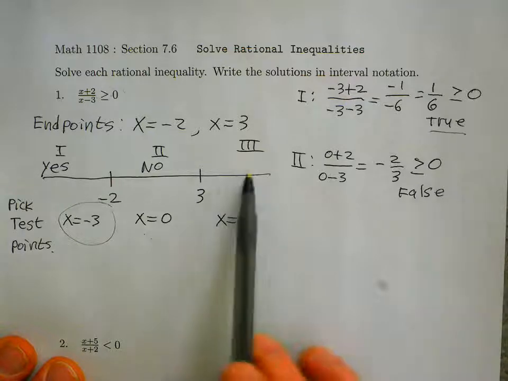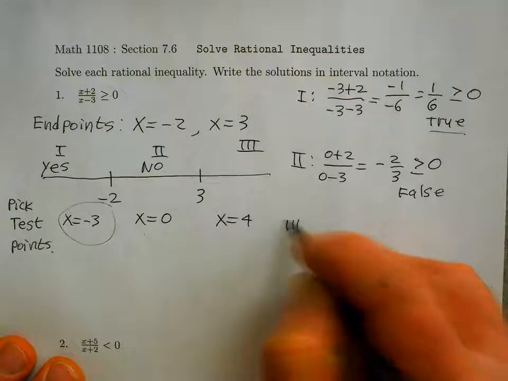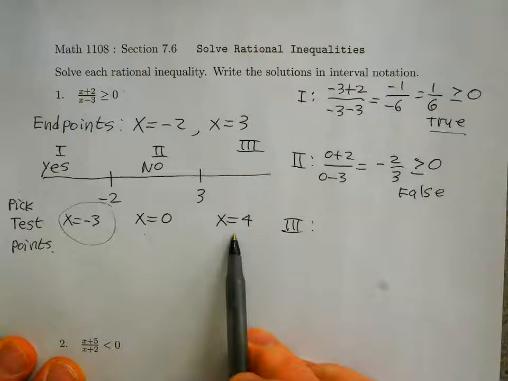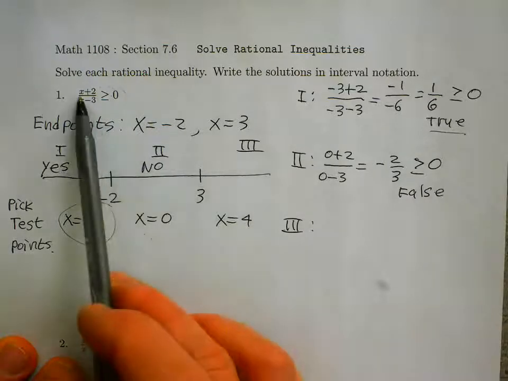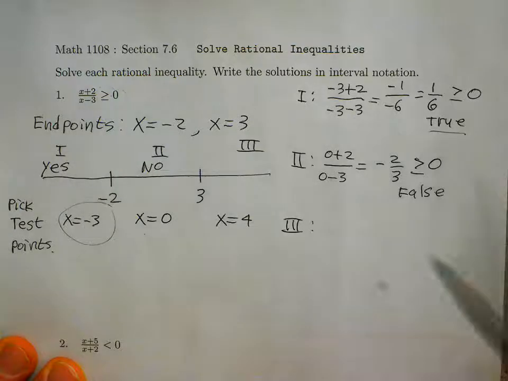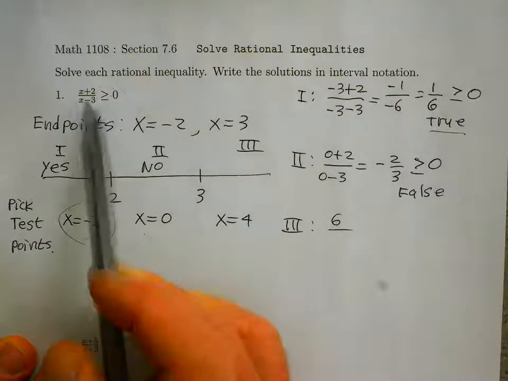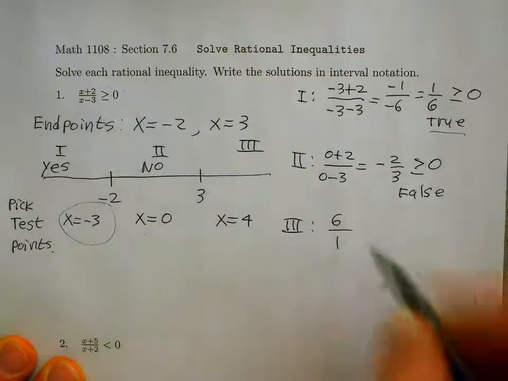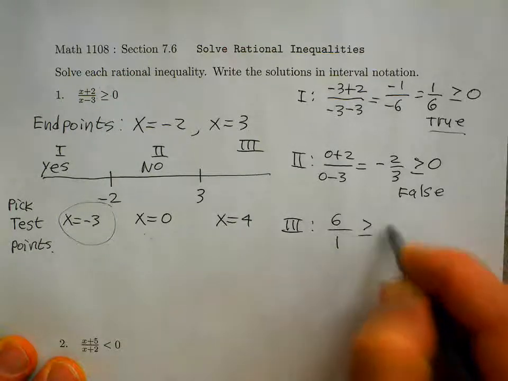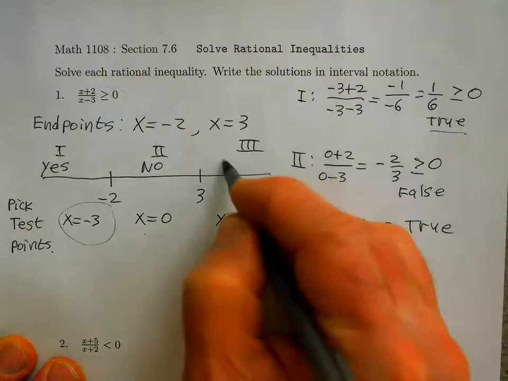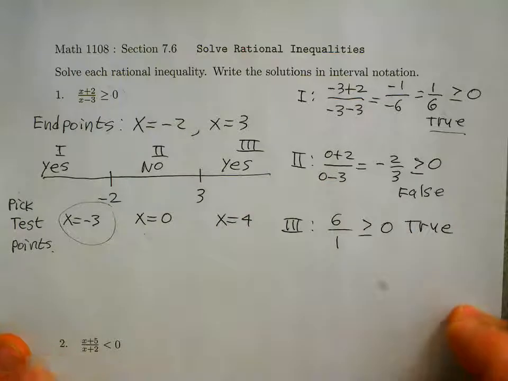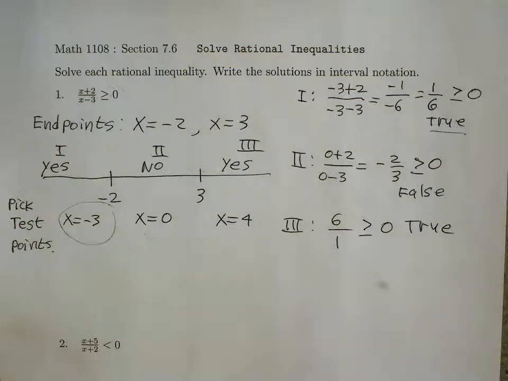Then finally, in the third interval, our test point is 4. So in the inequality, replace each x with 4. Let's do a little bit of a shortcut. In the numerator, 4 plus 2 is 6. In the denominator, 4 minus 3 is 1. 6 over 1 greater than or equal to 0 is true. So that means all of the numbers in that third interval from 3 to infinity are solutions.